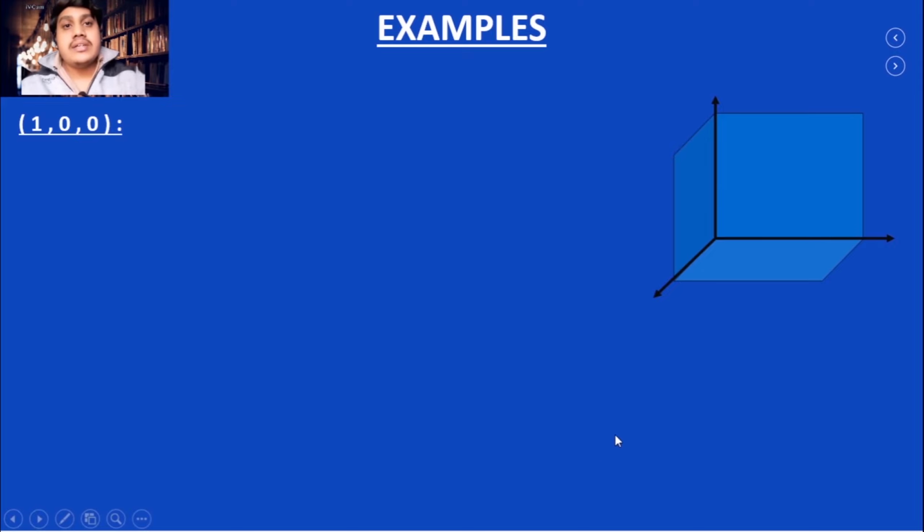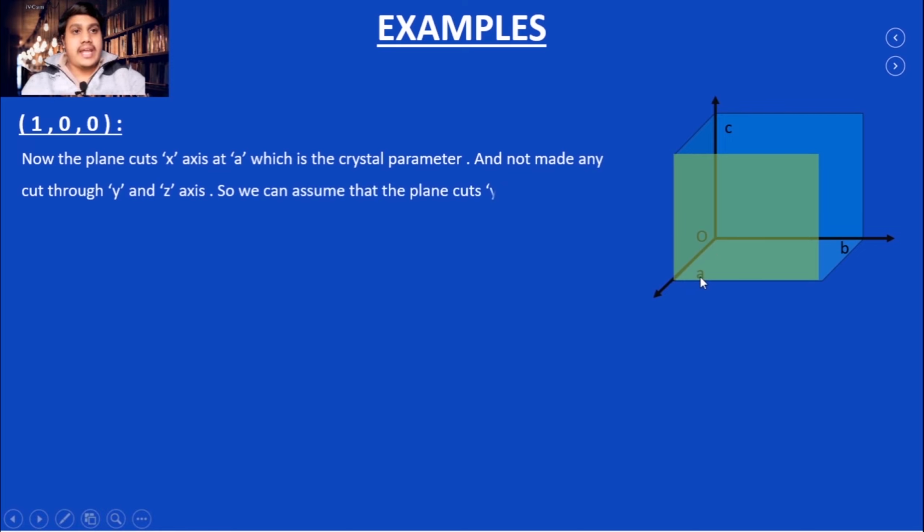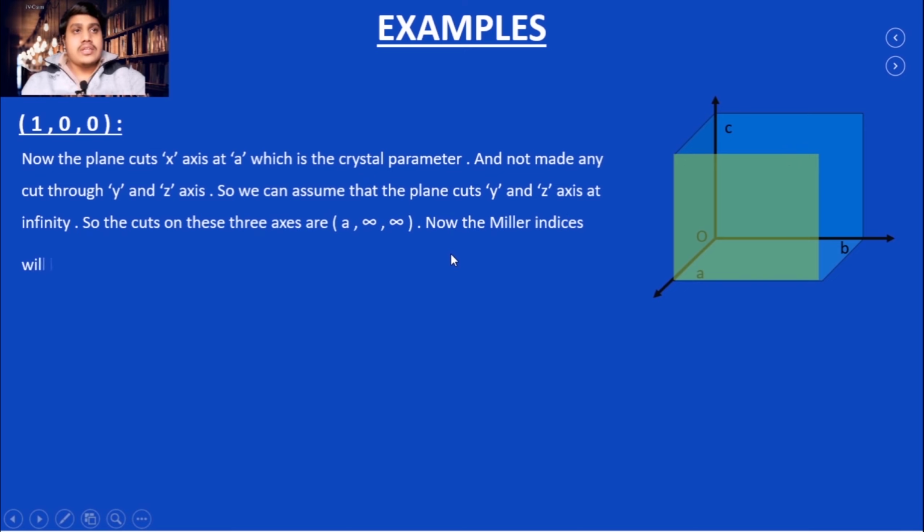Here I'm taking a three-dimensional coordinate system, and let's name the origin as O. Unit distance along the x-axis is A, along the y-axis is B, and along the z-axis is C. So here is the plane. As you can see, the plane cuts the x-axis at a point A. It doesn't cut the y or z-axis.